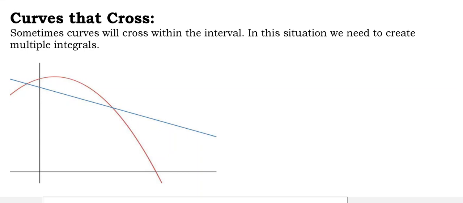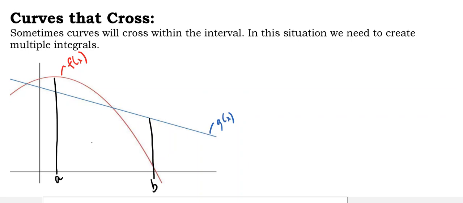In this video, we're going to take a look at finding the area between two curves in the case where the curves cross. So let's say we want to find the area between these two curves. Let's call the red curve f of x, and let's call the blue curve here g of x. And let's say that we have bounds of integration that are from this point A to this point B.